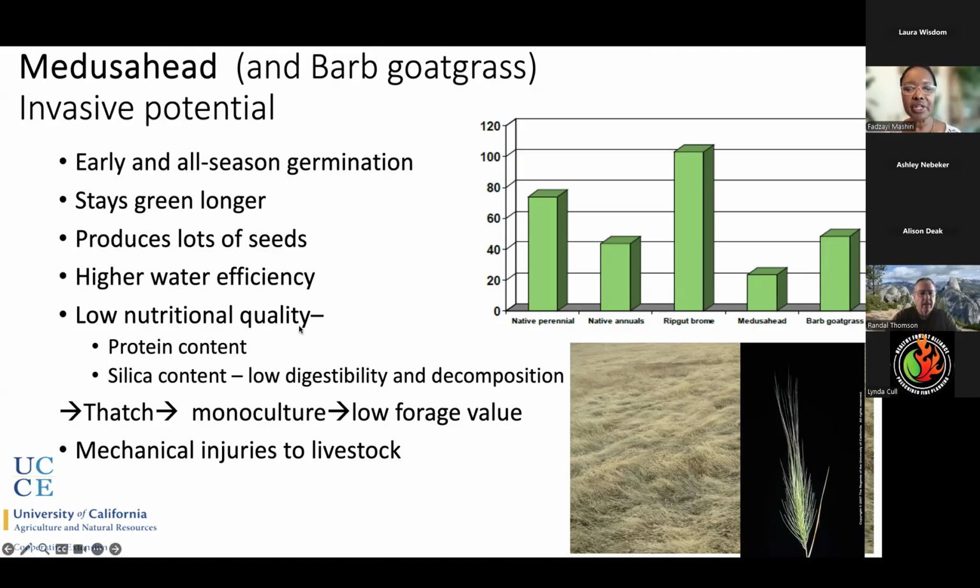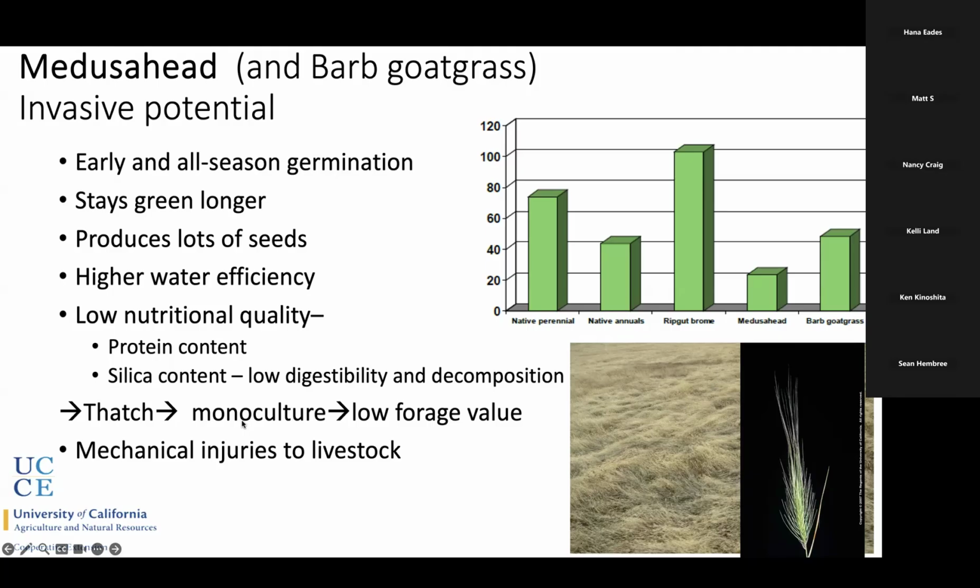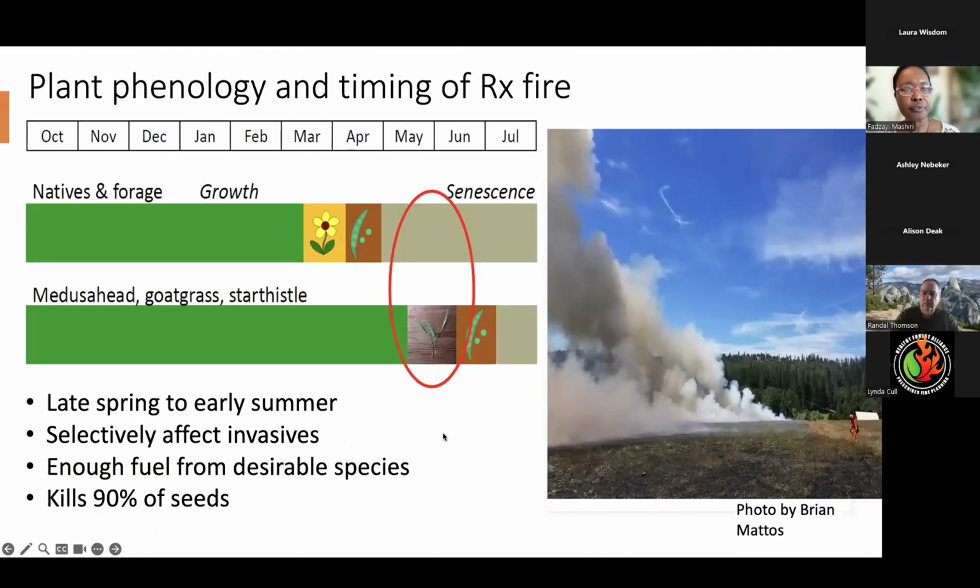And also very low in decomposition, which leads these plants, because they are not digestible, to be left standing on the landscapes. Over time, it leads to creating thatches, monocultures, and low forage value. And they also have these seed heads that can actually cause mechanical injury to the animals.